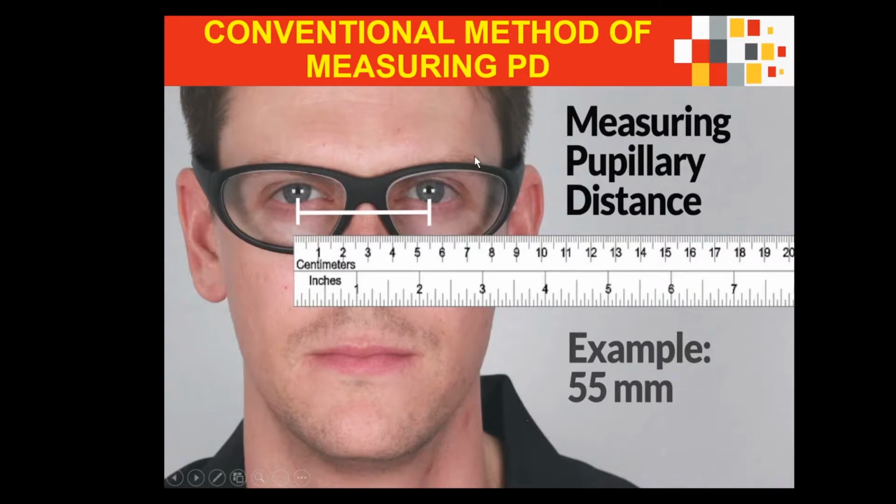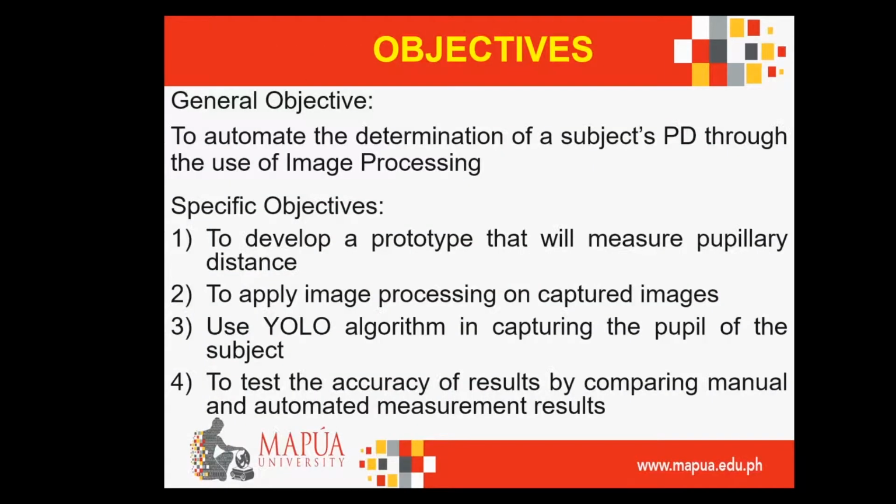So this is the conventional method of measuring pupillary distance. Right now we're using rulers to measure the distance between two pupils. As you can see, it's very easy to miscalculate or misread these scales, especially if it's in millimeters. That's the problem that we're trying to solve.